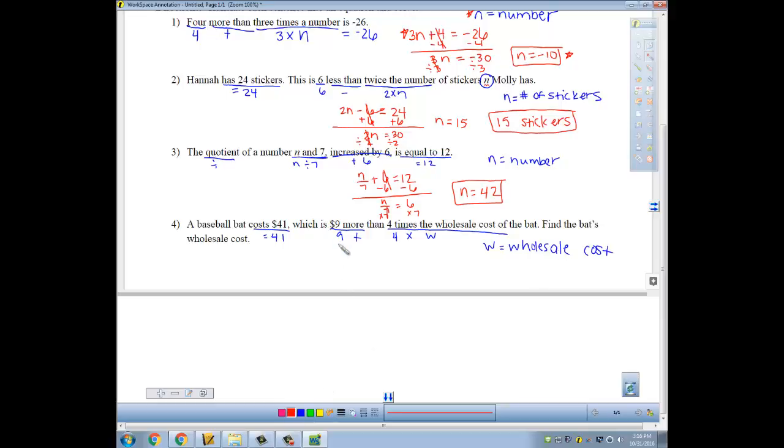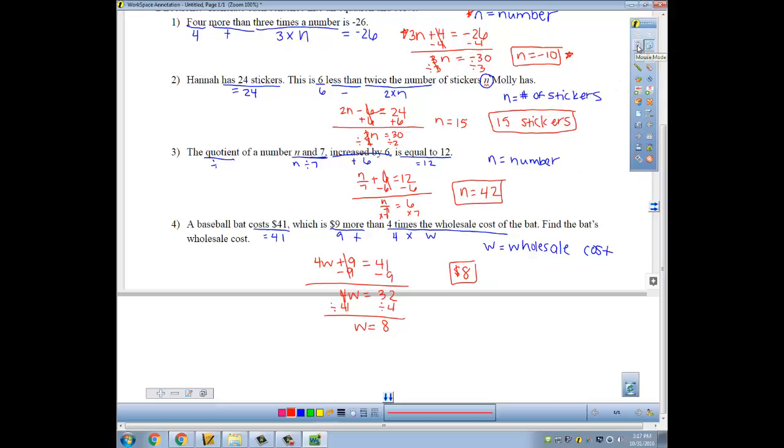Okay, so put your problem together. We have 4 times W, so 4W. 9 plus, so plus 9, equals 41. Subtract 9 from both sides to get 4W equals 32. Divide both sides by 4 to get W equals 8. Again, here we're talking about real objects. W stood for wholesale cost, so it's going to be $8.